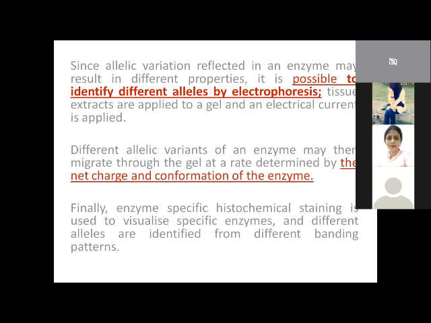If the positively charged amino acids are more in a protein, the protein will carry more positive charge. If the negatively charged amino acids are more in a protein, that protein will carry the negative charge. So if two different forms have variation in their amino acid sequence, what will happen? They have some difference in their overall charges as well as their conformation.